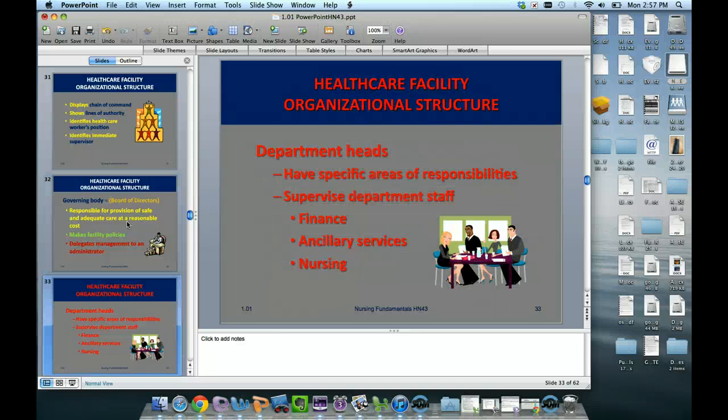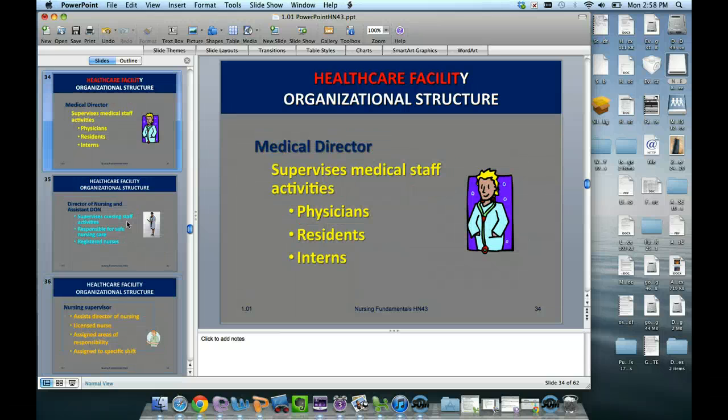So underneath the board of directors, the administrator, you have department heads, and they have specific areas of responsibility. So you may have a department head that handles finance, one that handles nursing, and one that handles radiology, ancillary services, etc. Their job is to supervise the staff of their department.